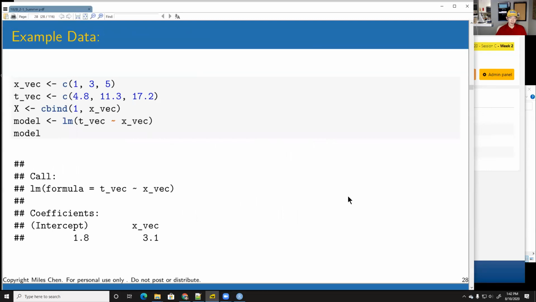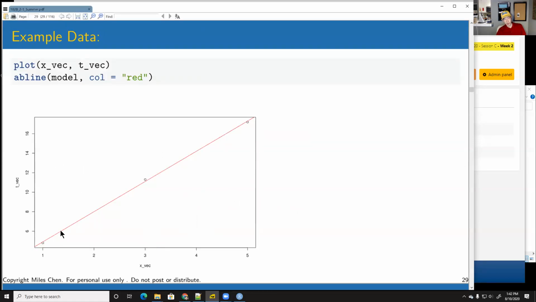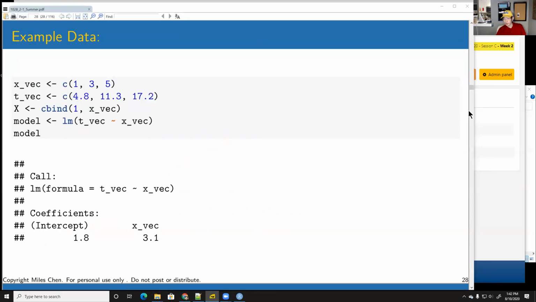All right, so we're going to start off with a very, very simple example. Here are my 3 data points. X is 1, 3, 5, and T is 4.8, 11.3, 17.2. If I ask R to find the linear regression model, the ordinary least squares model, it says it has an intercept of 1.8 and a slope of 3.1. This is what the plot would look like: these are the data points, and the red line represents the best fitting line.